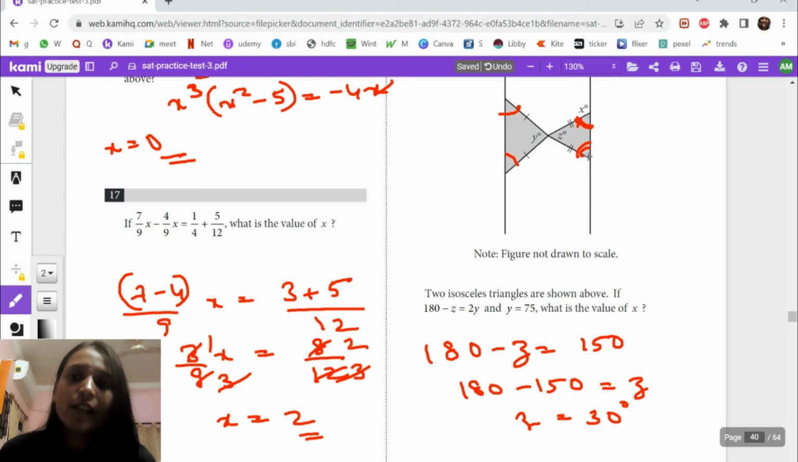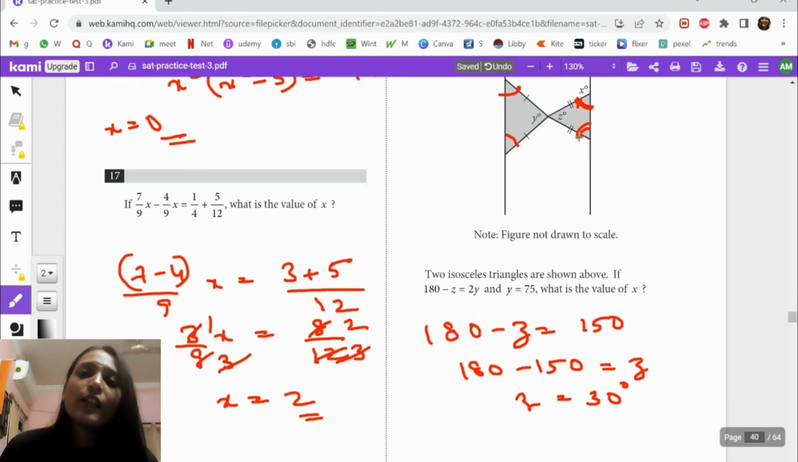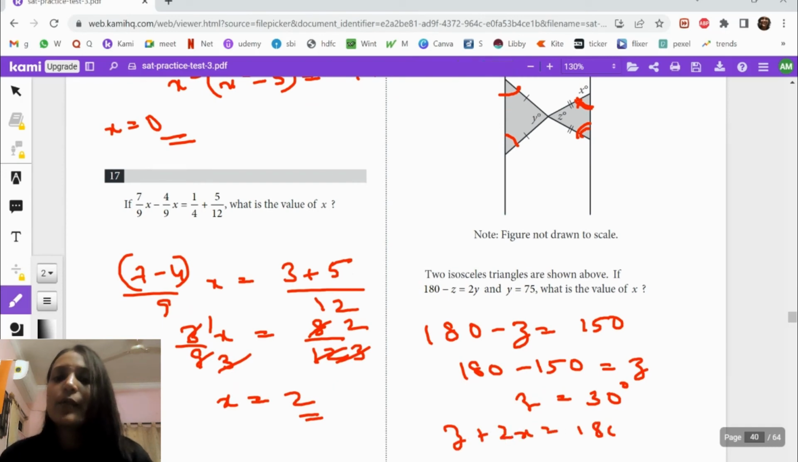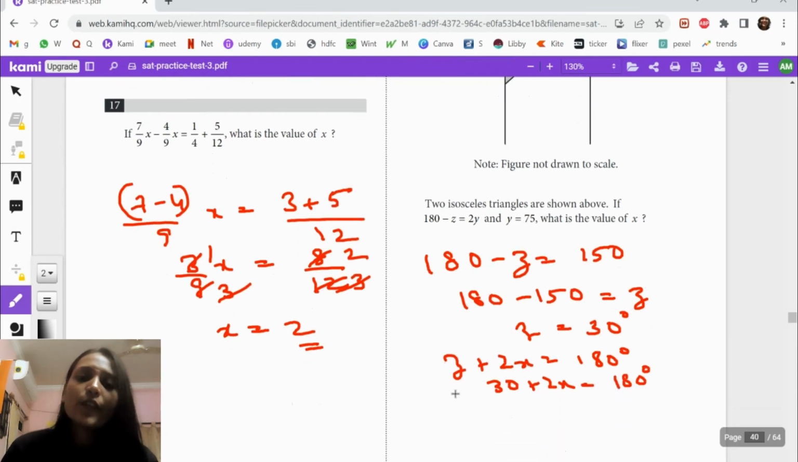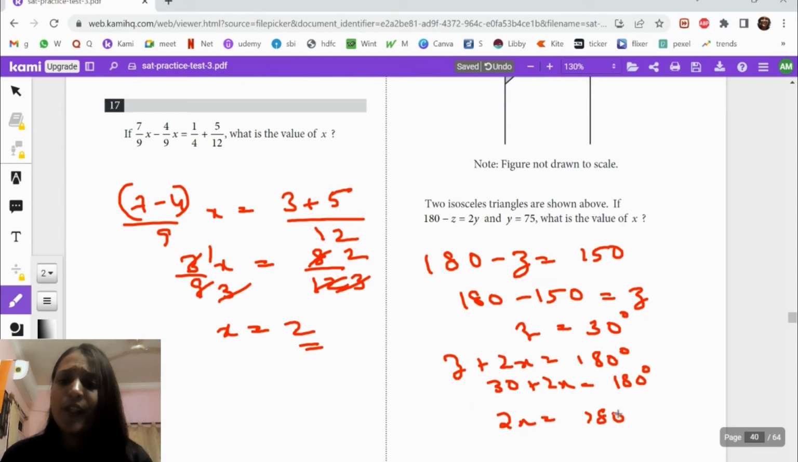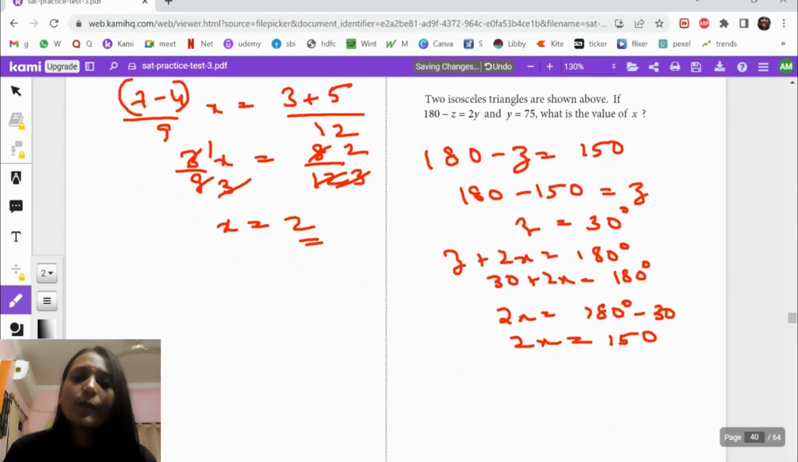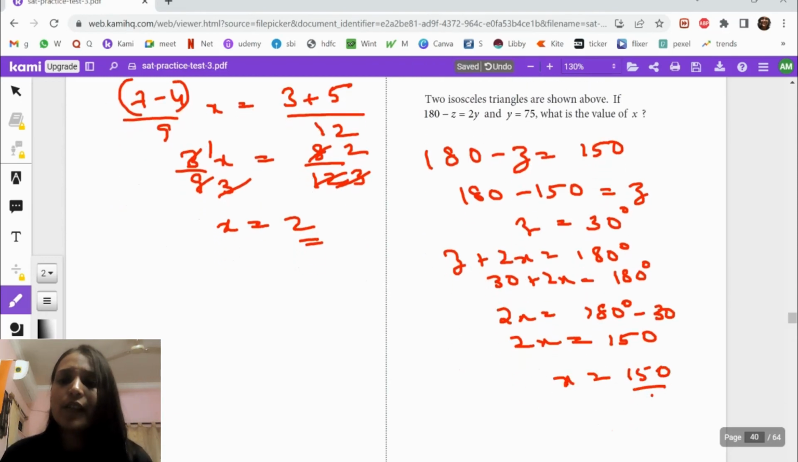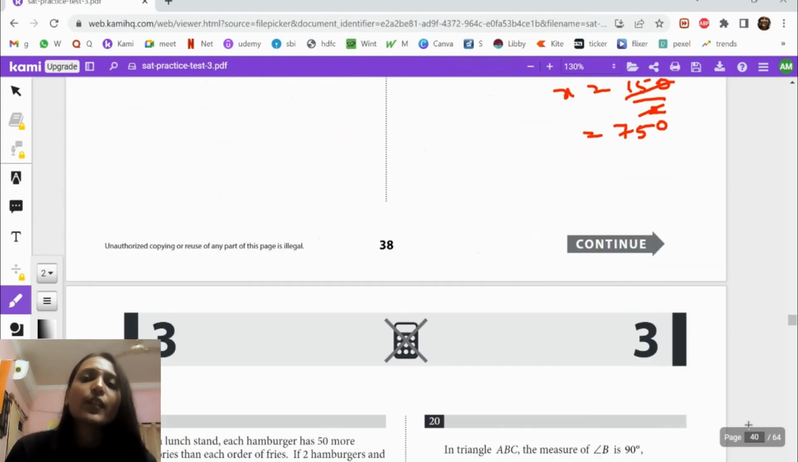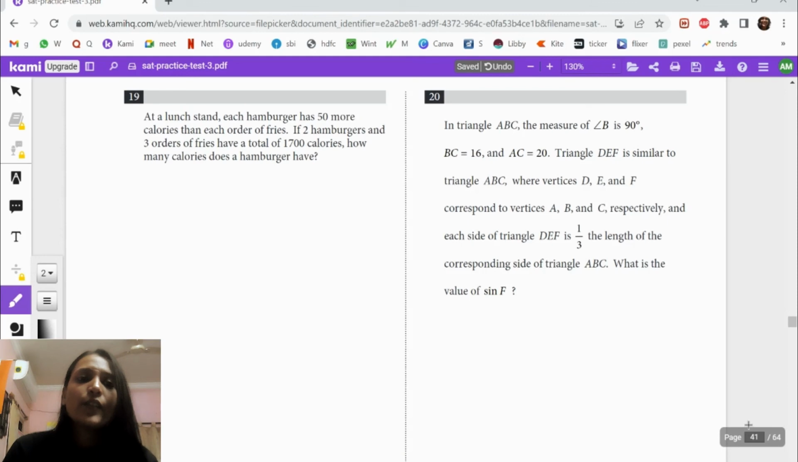Now that we know z is equal to 30 degrees, and we know that both the angles x are going to be the same, it would be z plus 2x is equal to 180 degrees, which is 30 plus 2x is equal to 180 degrees. So this would be 2x is equal to 180 degrees minus 30, which is going to be 150. So x is going to be 150 by 2, which is 75. And that is going to be your answer, 75 degrees. Let's go to the next question.